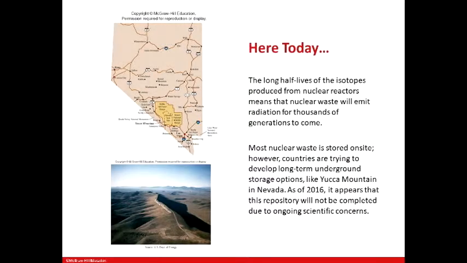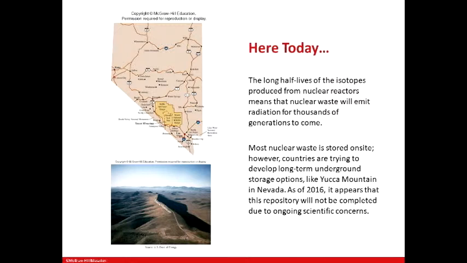So let's talk about what we do with the materials. The long half-life of isotopes produced for nuclear reactors means that the nuclear waste will emit radiation for thousands of generations. Not thousands of years, but thousands of generations. That's a lot of great-grandkids to come, isn't it? This is why where it's kept is so very important.